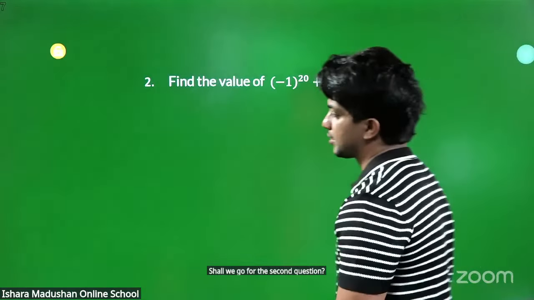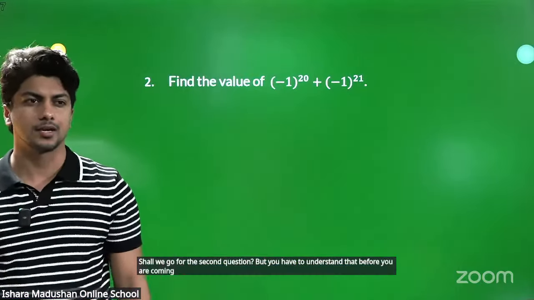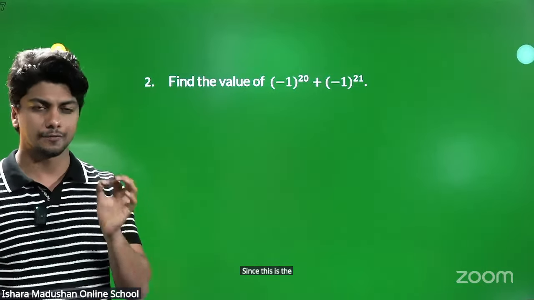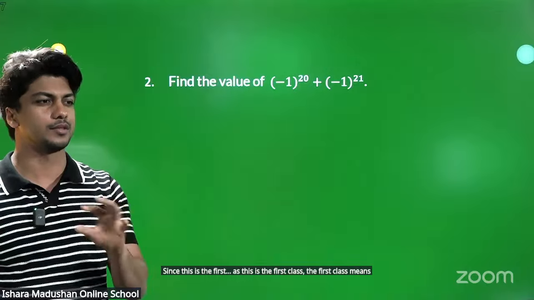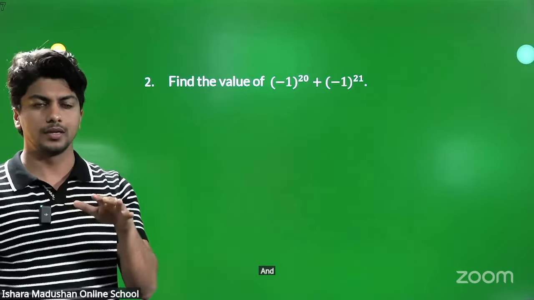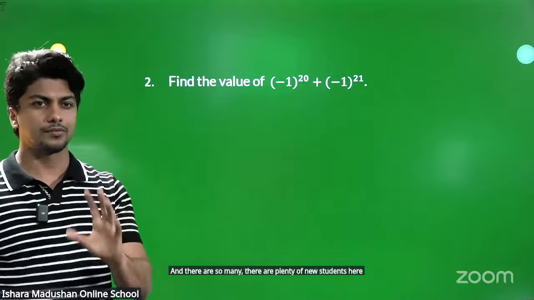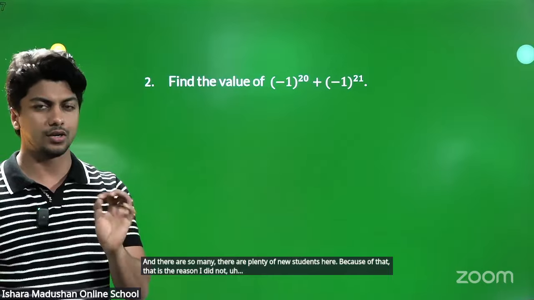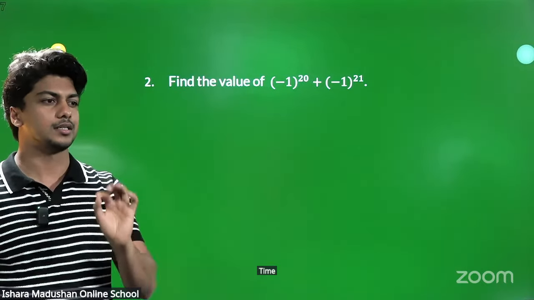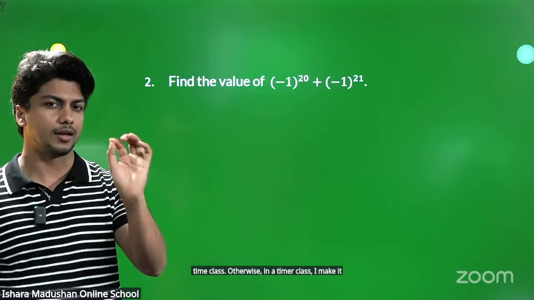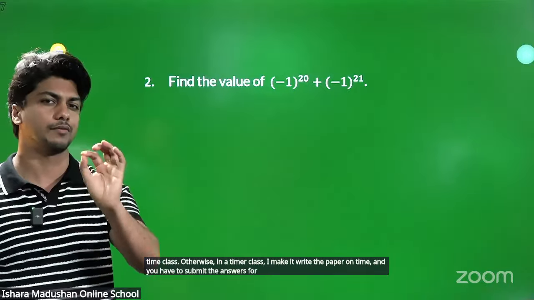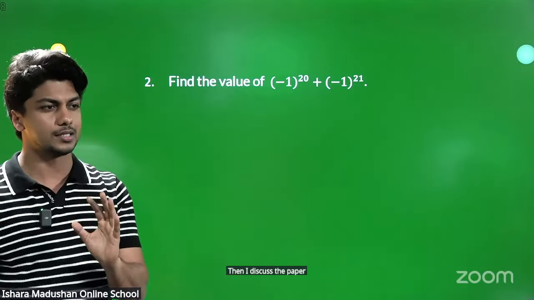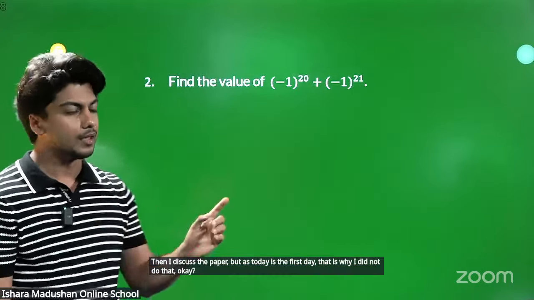You have to understand that before you come to the paper discussion, definitely you have to do the paper and come. Since this is the first class of our December project, and there are plenty of new students here, that is the reason I did not conduct the timer class. Otherwise, in a timer class, I make you write the paper on time, and you have to submit the answers for us, and we'll find the top 10 students. Then I discuss the paper, but as today is the first day, that is why I did not do that. Okay, find the value of this.